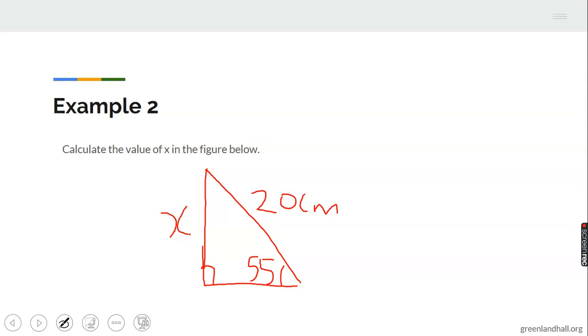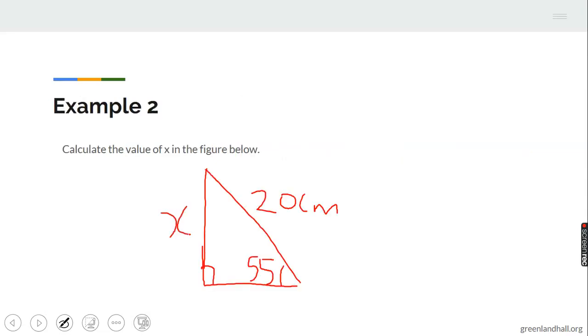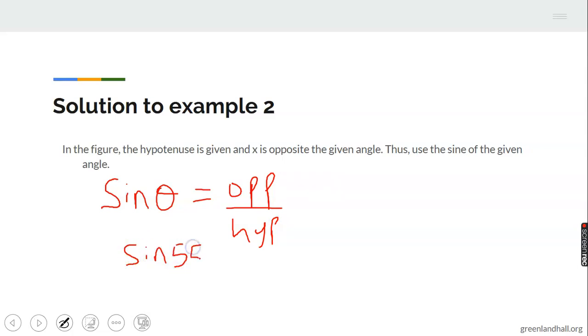This is the diagram. So we have the hypotenuse side to be 20, the angle to be 55, and the opposite side is what we are looking for. In the figure, the hypotenuse side is given and x is opposite the given angle. Anywhere the angle is facing is the opposite side. Okay? Now, how do we solve this? Since we have the hypotenuse and the angle, but we are looking for the opposite side, it's just sine theta equals opposite over hypotenuse. So what is your theta? Your theta is 55 degrees. Your opposite side is x, and your hypotenuse side is 20 centimeters. So you just cross multiply.